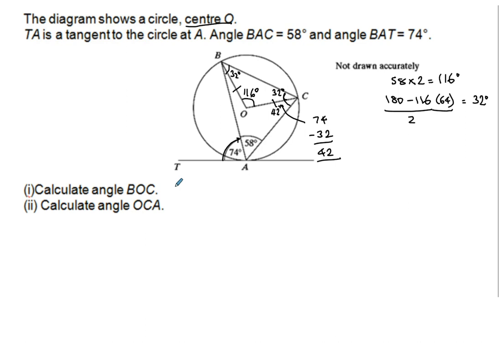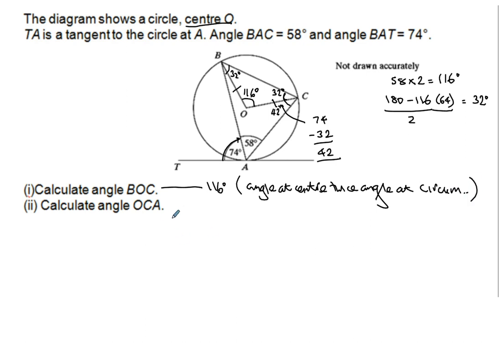Okay, so calculate angle BOC. So we've got 116, and this one's quite an easy one. Angle at center twice angle at circumference. You're going to write it properly, aren't you? Angle OCA, that is what they're asking us for, this 42 here.